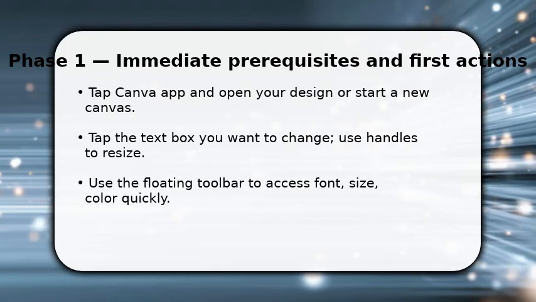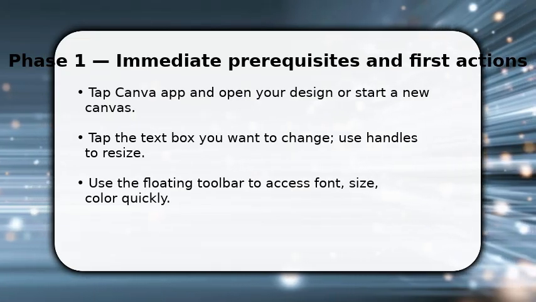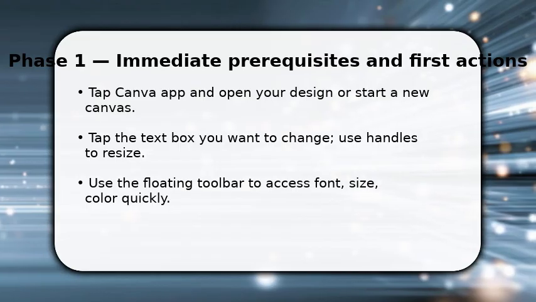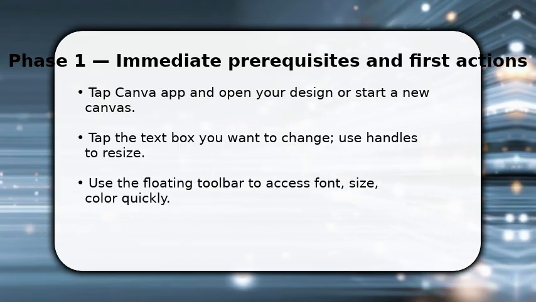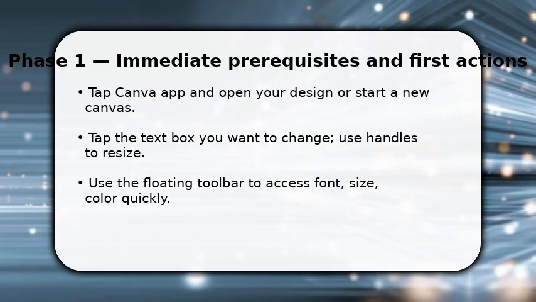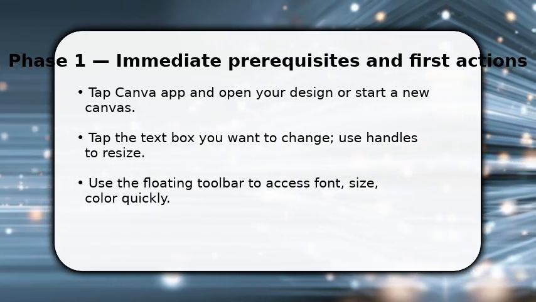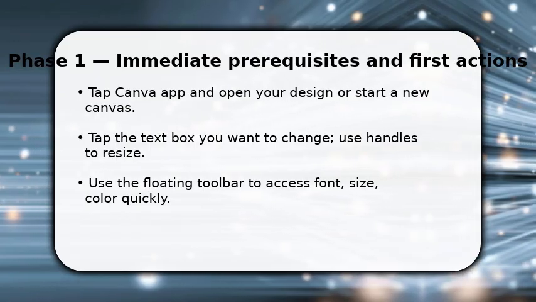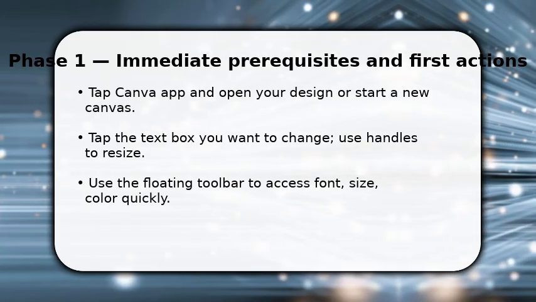Enjoy the video. You start by opening the Canva app and loading the design you'll edit. This gets you straight into the canvas. Once the file is open, tap the specific text box you want to change so handles and the floating toolbar appear. Make sure to use the handles to position and size the text before editing. This prevents layout shifts later.